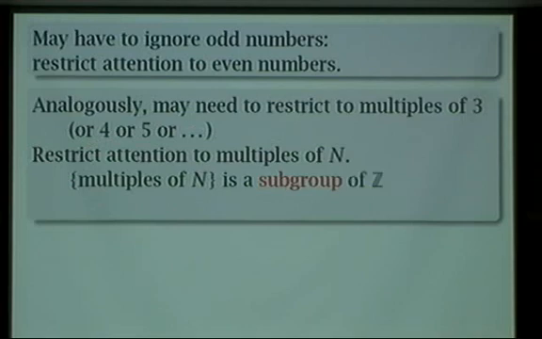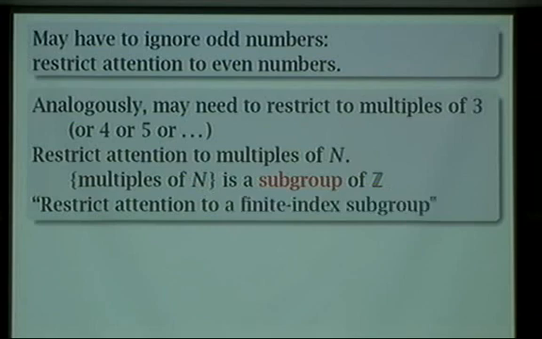So what that means is, to a group theorist, we might have to restrict our attention, not to multiples of n, but to some subgroup of Z. And in fact, it's crucial to notice, I didn't say it here, I should have, this is not just any subgroup, it's a subgroup of finite index. There are only finitely many cosets. We might have to restrict our attention to some finite index subgroup.